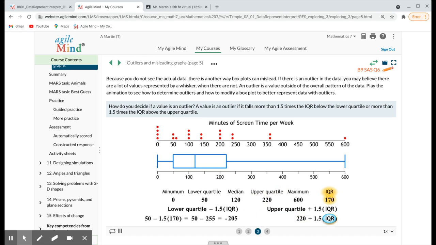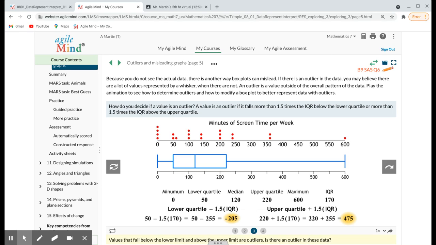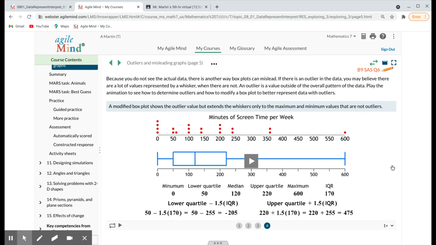And so just like we found out that 600 is definitely considered a what? Outlier. An outlier. And so we're going to take this information and create a modified box plot that makes our data look less misleading. That's actually question number 7 in your workbook, I believe. No, question number 6.